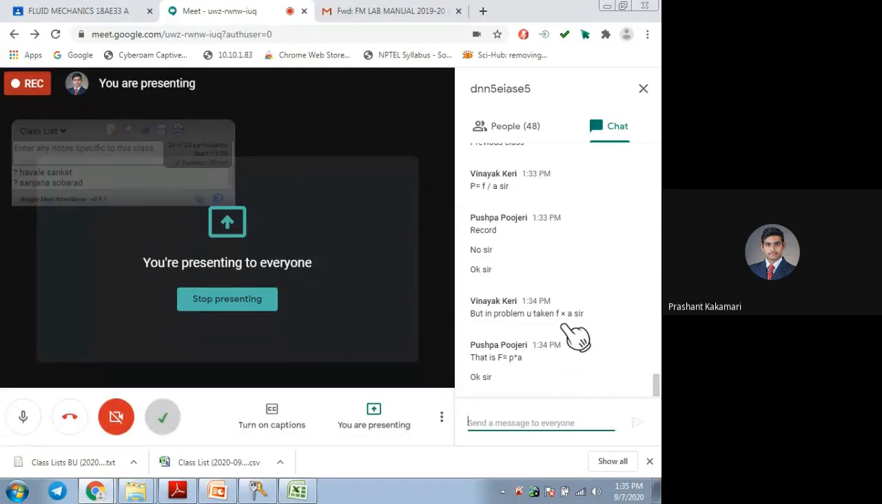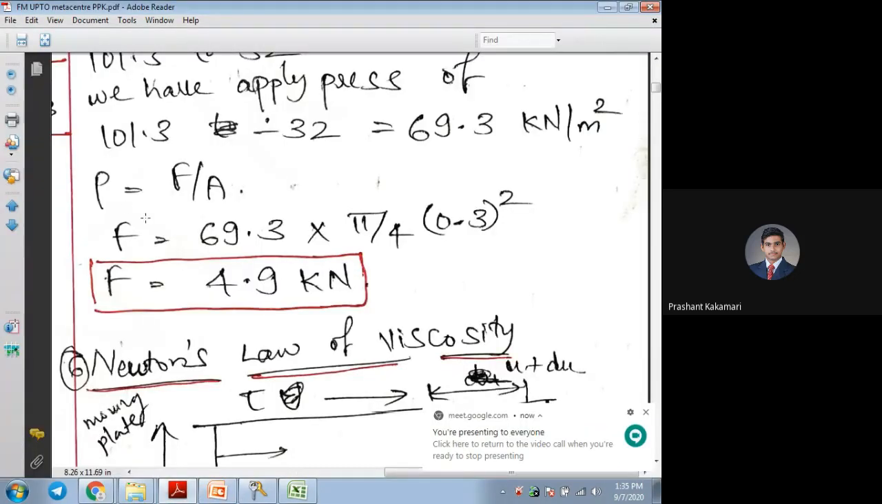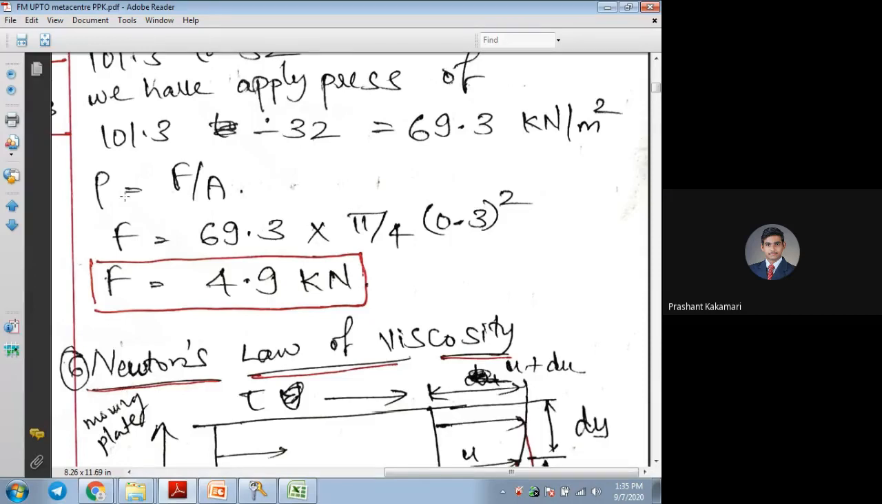Yeah, F into area is for, no, 1 minute. See here, pressure is what? Force by area. Okay, force acting per unit area. Now from this relation, we need to find out force. So what will be the change in equation? Force means you have to multiply pressure into area. For pressure, we are taking ratio of force by area. For force, we are multiplying pressure with area. It's clear. And the answer is 4.9 kilonewton.